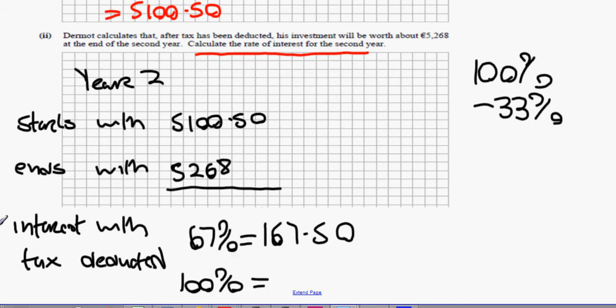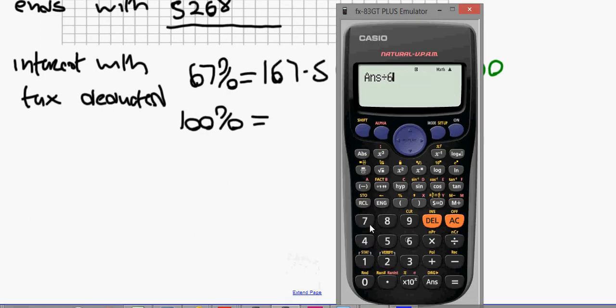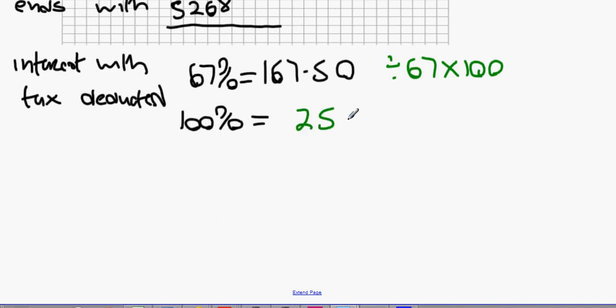Okay, so we want to find out how much interest we actually got before this deduction happened. So we're going to find out what 100% is. To find out what 100% is, we're going to divide by 67 and multiply by 100. Okay, so 167.5 divided by 67. Multiply by 100, and what we get is 250. Okay, so 100% is 250.